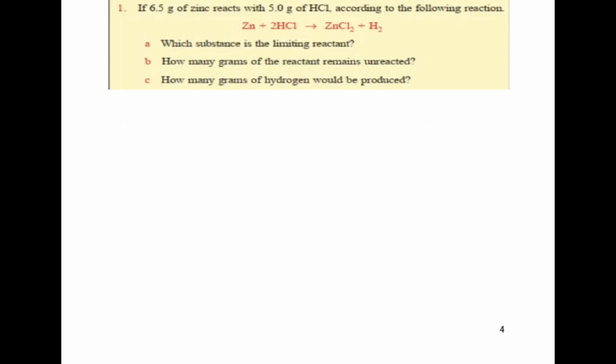If 6.5 gram of zinc reacts with 5.0 gram of HCl, according to the following reaction, which substance is the limiting reactant, how many grams of the reactant remains unreacted, and how many grams of hydrogen would be produced.